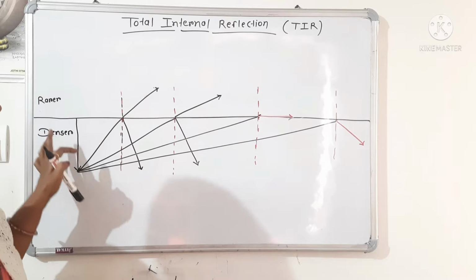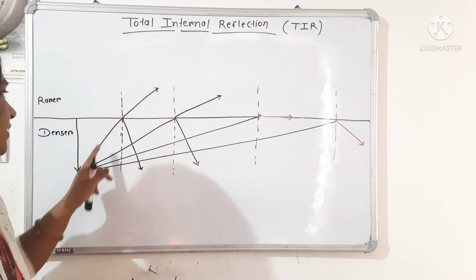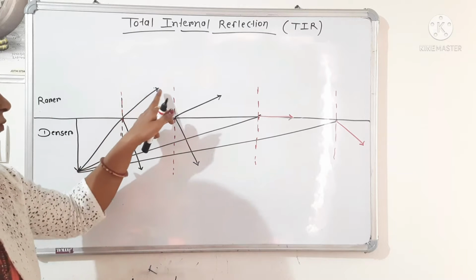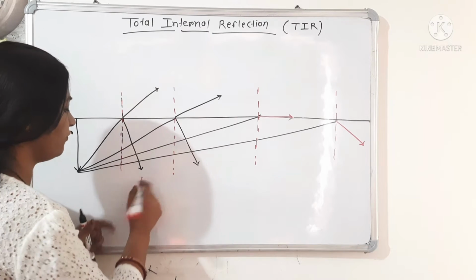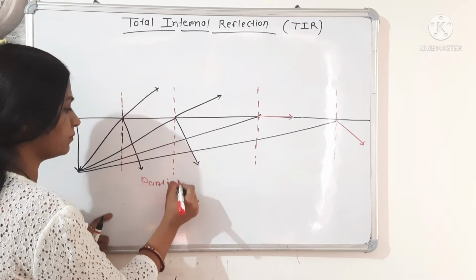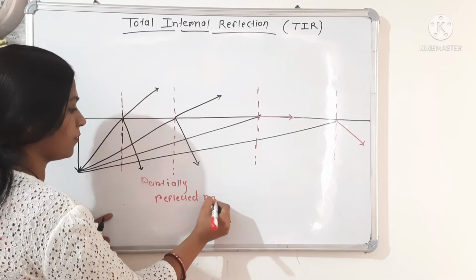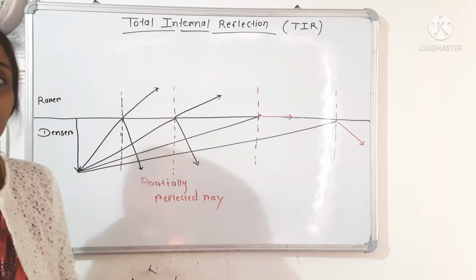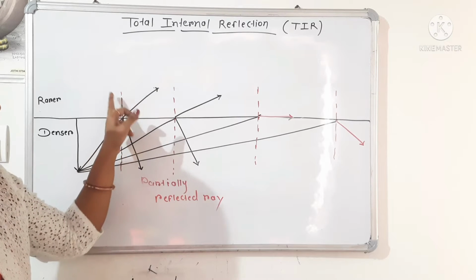That means, see here, these are two media, denser and rarer. When light rays enter, this is our incident angle. When light rays move from denser to rarer, then part of the ray is refracted and part is reflected. This is our partially reflected ray. This is our refracted ray. Again, when light rays move from denser to rarer, this refracted ray always moves away from the normal.